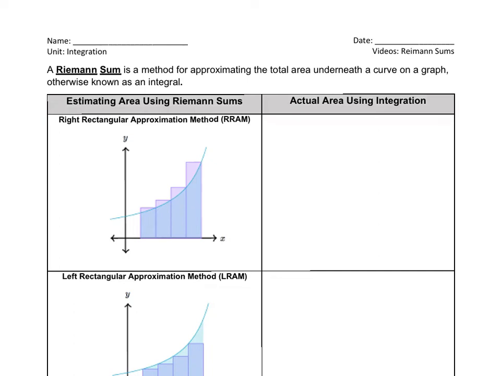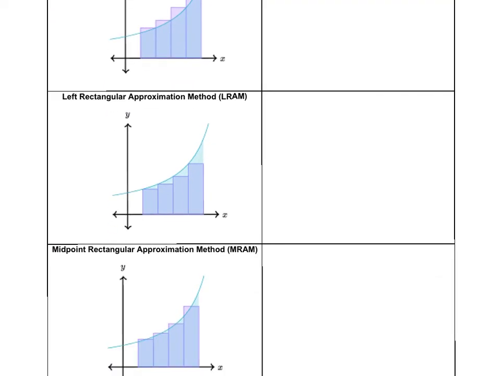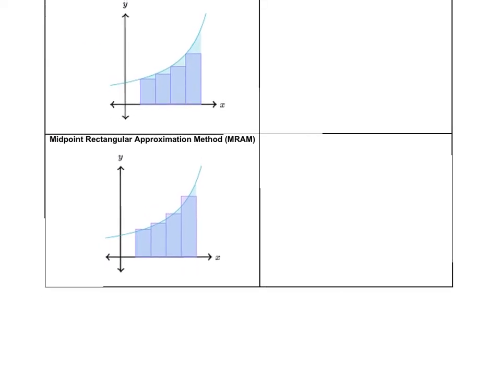Hi everyone, in today's lesson we're going to talk about the third type of Riemann sum, a method for approximating the total area underneath the curve. So today we're going to talk about the midpoint rectangular approximation method, also referred to as MRAM.